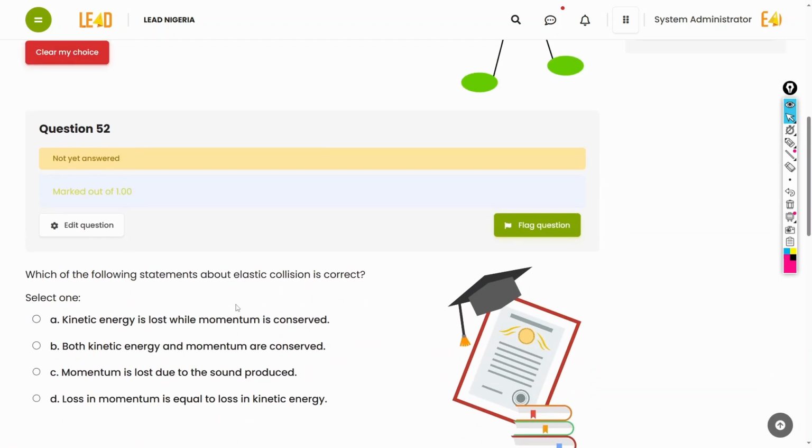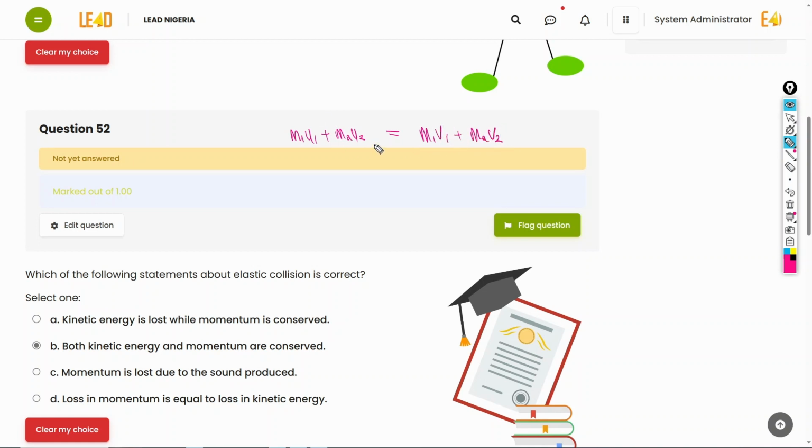52. Which of the following statements about elastic collision is correct? Elastic collision, that's the statement that both kinetic energy and momentum would be conserved, right? In elastic collision, kinetic energy and momentum are both conserved. So you can use the formula m1u1 plus m2u2, which is total initial momentum, is equal to m1v1 plus m2v2, the total final momentum. V for final velocity, u for initial velocity.